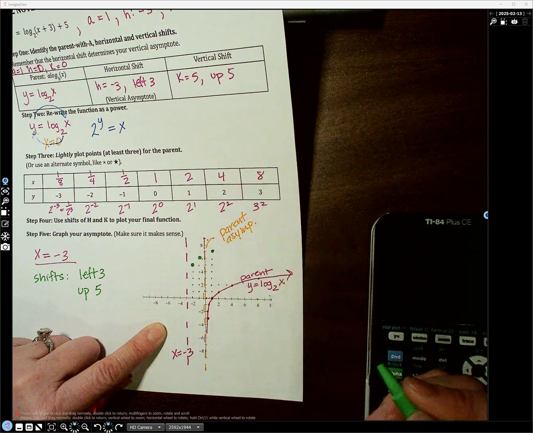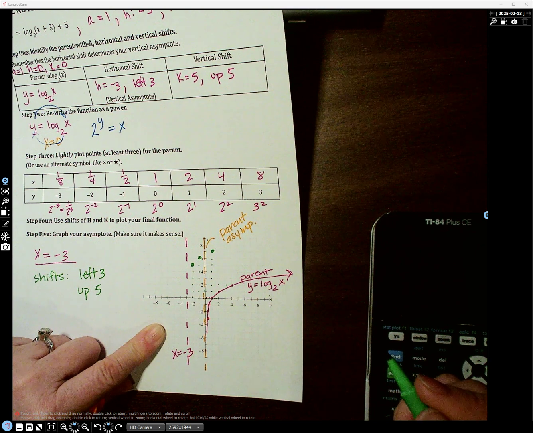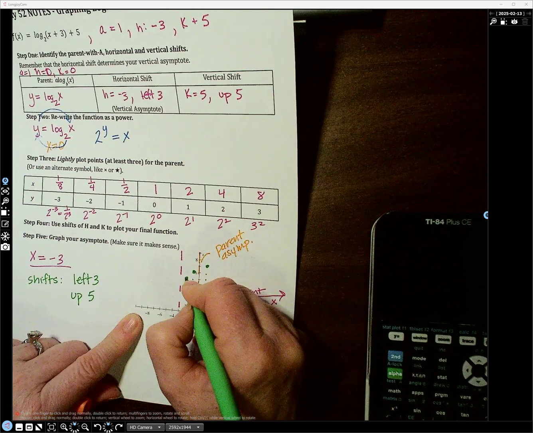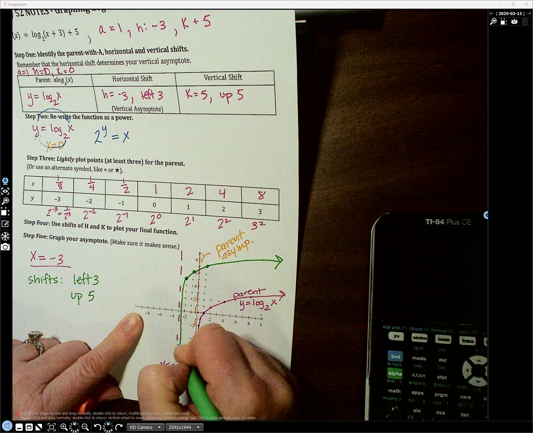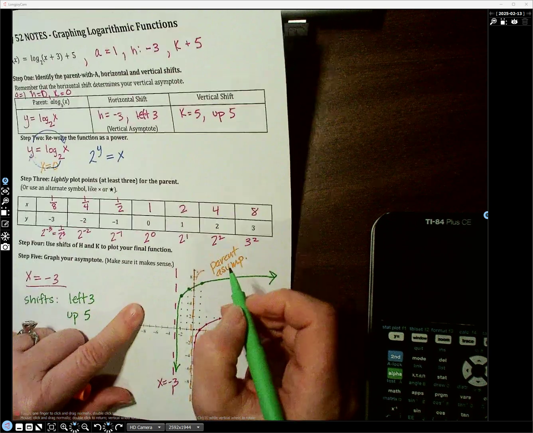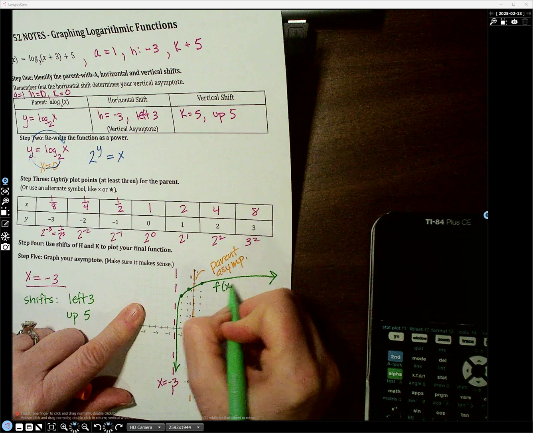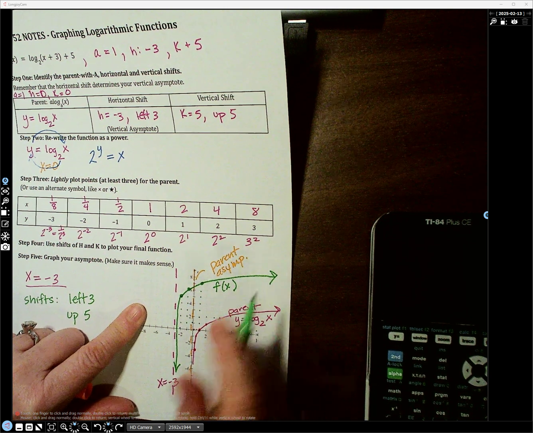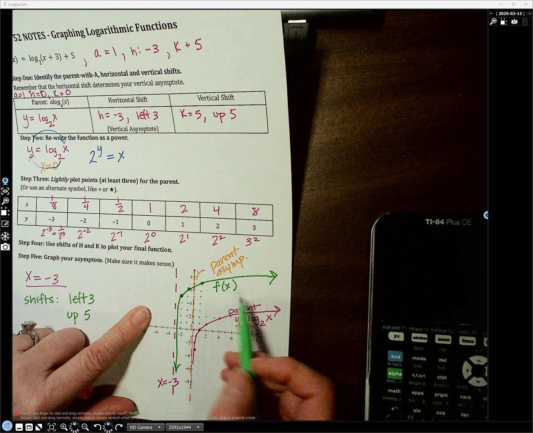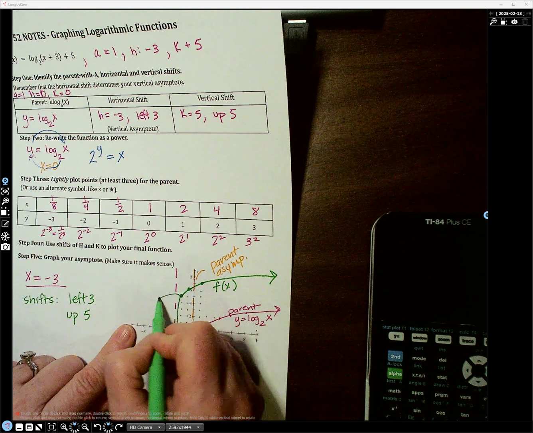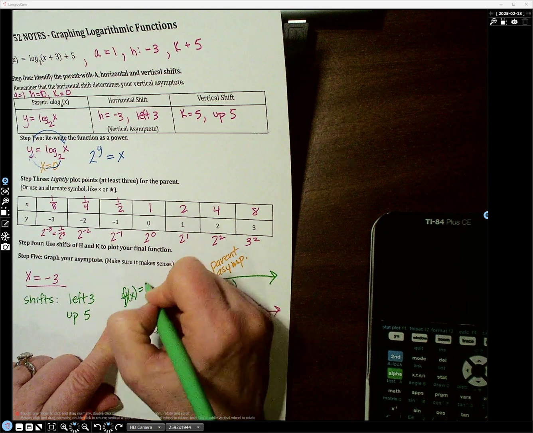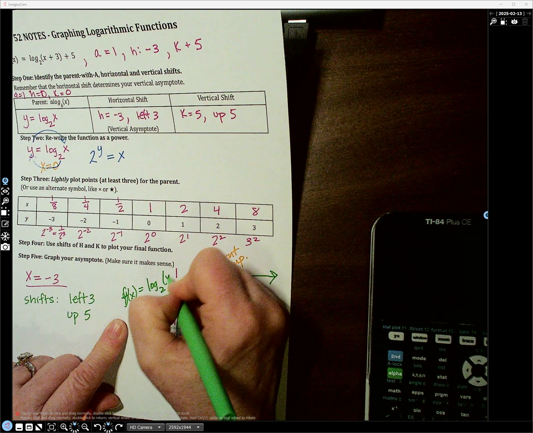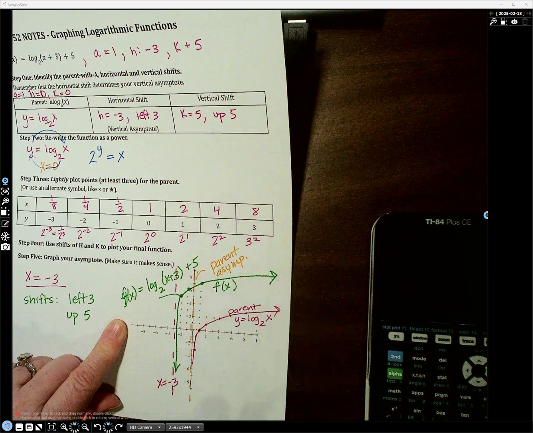Now, all you need is 3 points and an asymptote to graph the function, right? Because this function goes up with this behavior, and then it approaches the asymptote. So this is the graph of the original function f of x, which is the shifted graph, the log base 2 of x plus 3, plus 5. Let's write that up above: y, f of x equals the log base 2 of x plus 3 plus 5. And that is how you graph when a equals 1.